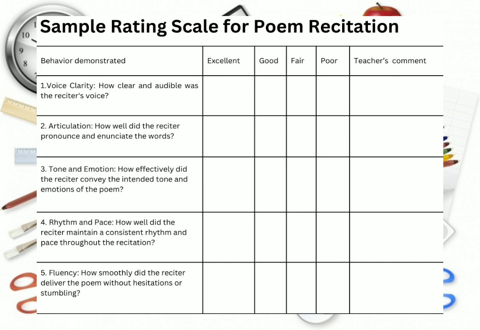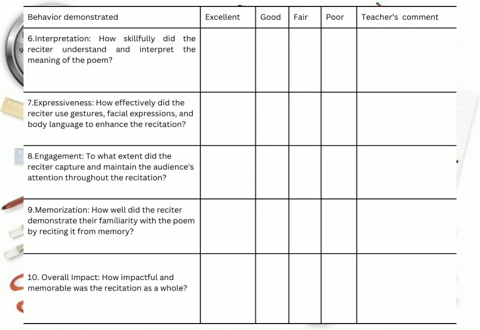Fourth, rhythm and pace. How well did the reciter maintain a consistent rhythm and pace throughout the recitation? Fifth, fluency. How smoothly did the reciter deliver the poem without hesitations or stumbling? Sixth, interpretation. How skillfully did the reciter understand and interpret the meaning of the poem? Seventh, expressiveness. How effectively did the reciter use gestures, facial expressions, and body language to enhance the recitation?